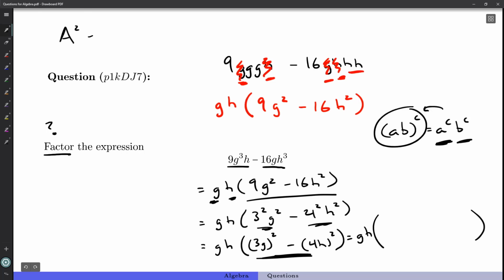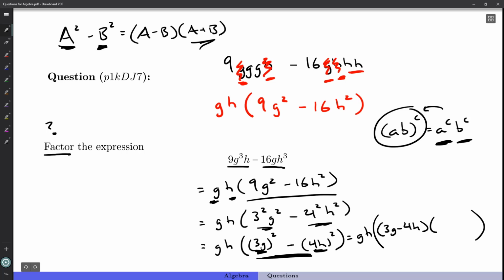If you don't remember what difference of squares is, I'll just write the general rule. Some expression squared minus some other thing squared can always be factored like this. It's one of the most common sort of factorings besides just generic quadratic factoring. So 3g minus 4h times, and then we add them, 3g plus 4h. Right, and there we go. And that's the whole thing factored there.